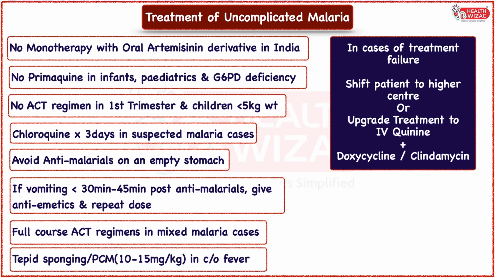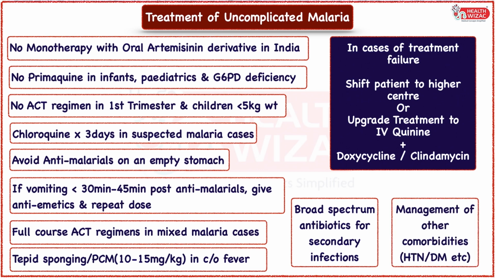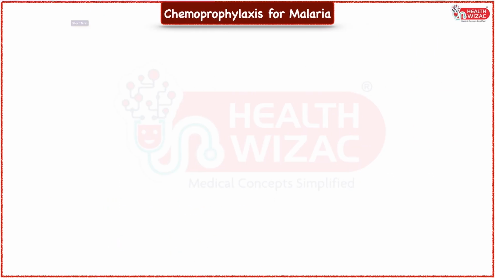High grade fever should be managed with tepid sponging or paracetamol in a dose of 10 to 15 mg per kg body weight. In cases of superadded infection, broad spectrum antibiotics should also be used along with antimalarials. Management of other comorbidities, that is hypertension, diabetes, hypothyroidism and other problems, should go hand in hand while treating the primary malarial infection. Finally, let's have a look at the chemoprophylaxis for individuals traveling to malaria endemic areas in India. Under this, 2 regimens are indicated.